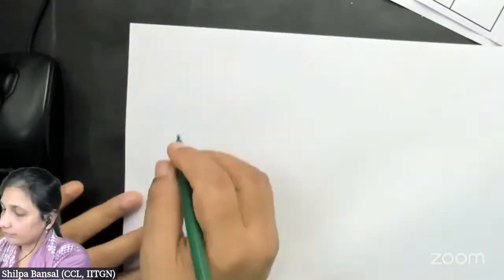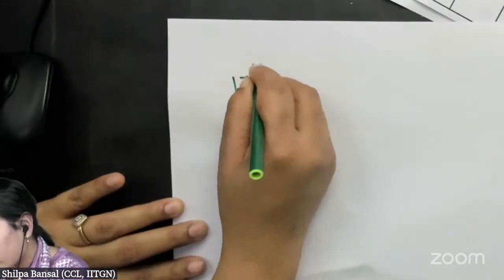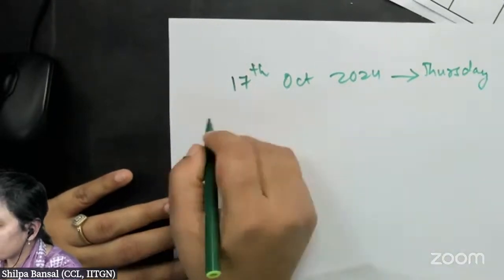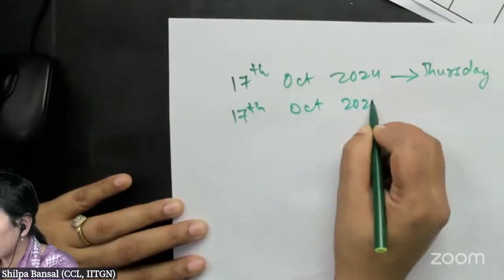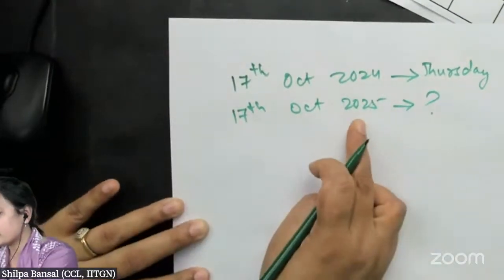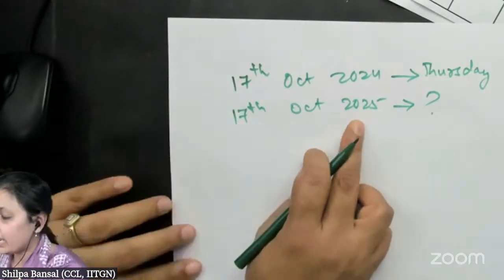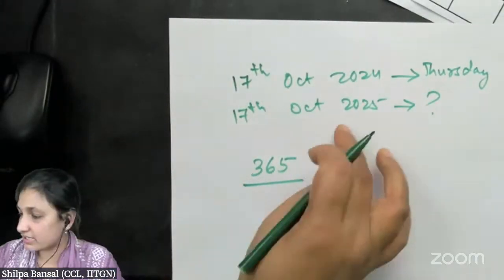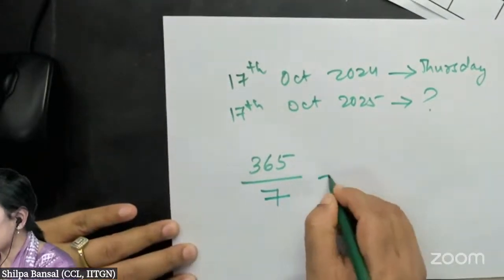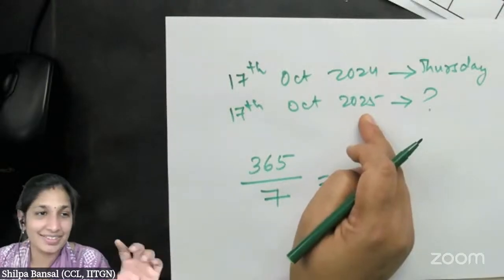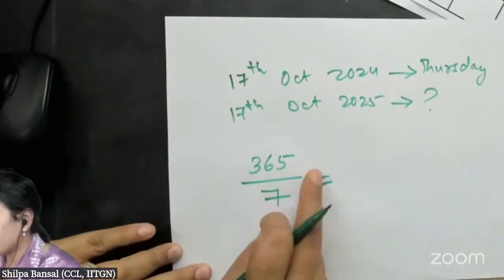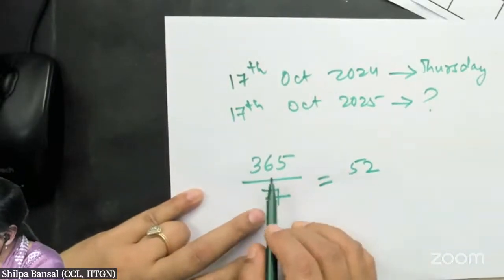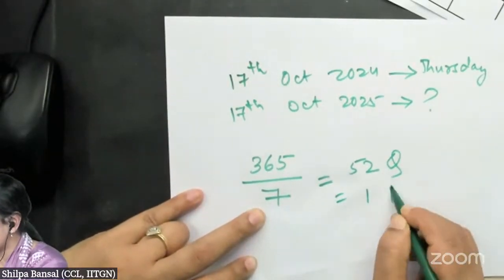Slowly, I am taking you through. 17th October 2024 is Thursday. We know today's date. Then what is 17th October 2025? In between this, because 2025 is not a leap year, there is a difference of 365 days. After 365 days, we will get this date. We will divide it by 7. If it would have been 2029, then we would have calculated leap year also. So we have calculated 365 days. What is the quotient? 52 is the quotient and 1 is the remainder.